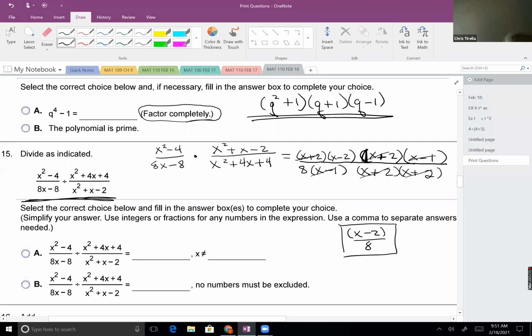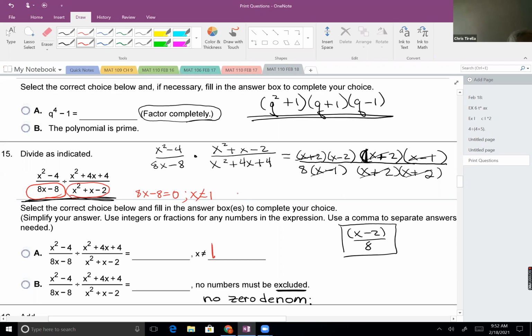But do I need to exclude anything? When you think about that idea, exclude, somebody in my Monday, Wednesday, Friday class stayed after to say, what the heck's that all about? That means that I can't have a 0 in the denominator. And so I have to look at all of my denominators. This denominator can't equal 0. So if I worry about where that equals 0, I will get x is 1. So x cannot equal 1.